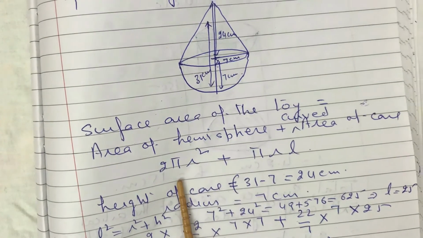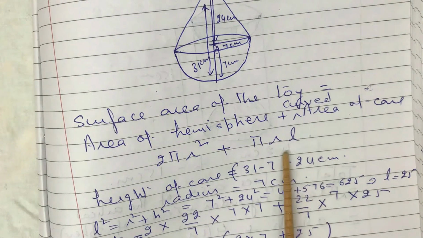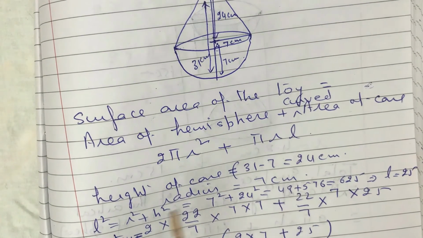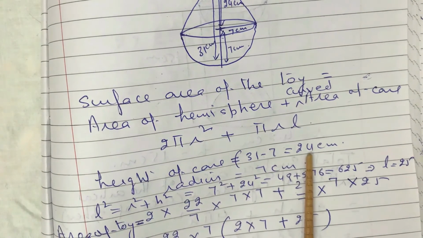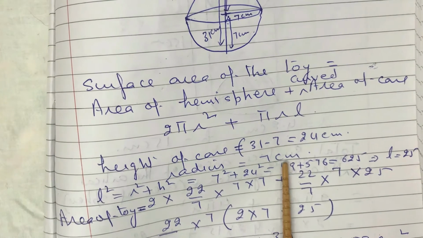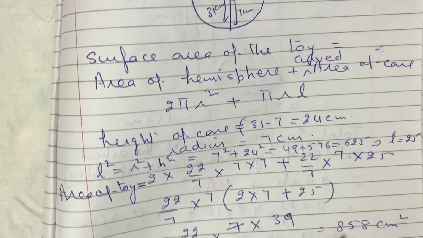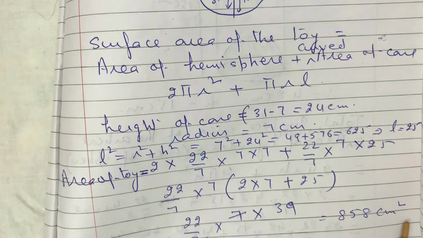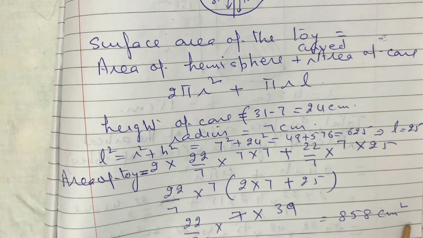Area of the hemisphere is 2 pi r square plus pi r l, which is the curved surface area of the cone. Now height is 24 centimeter, radius is 7 centimeter. Substitute the values. You will get 858 centimeter square. That is the area of the toy.